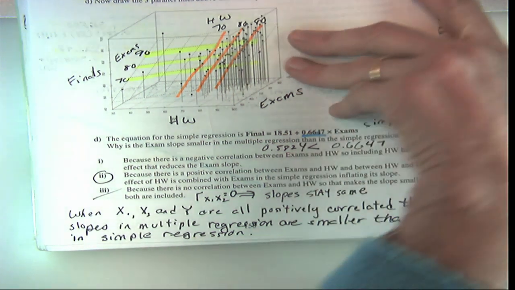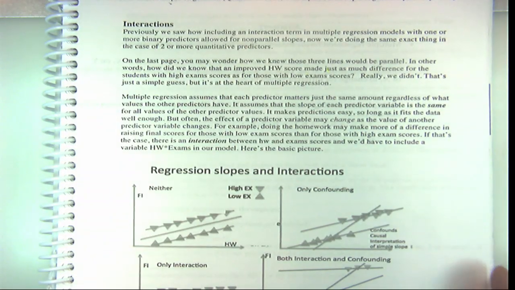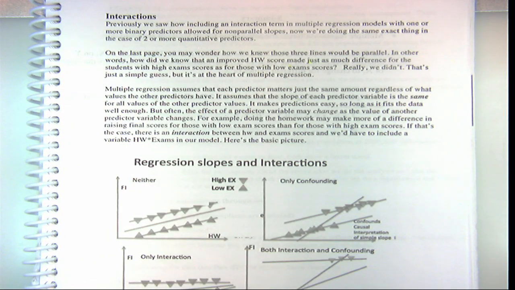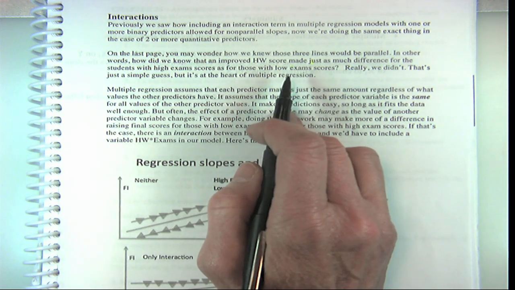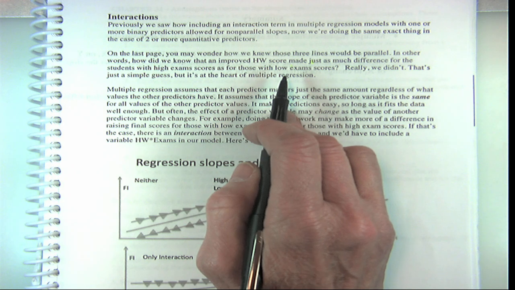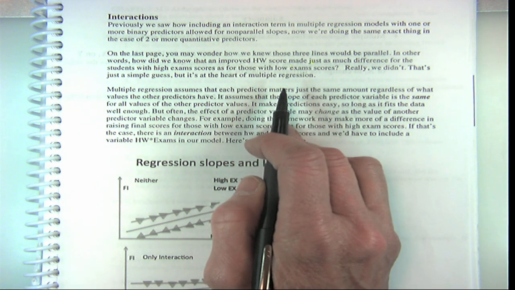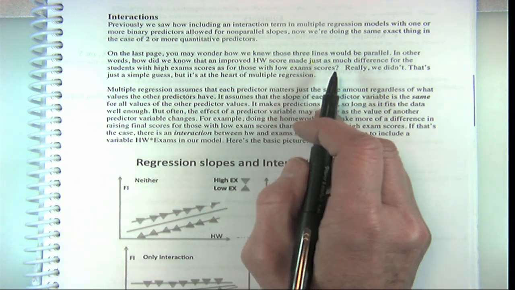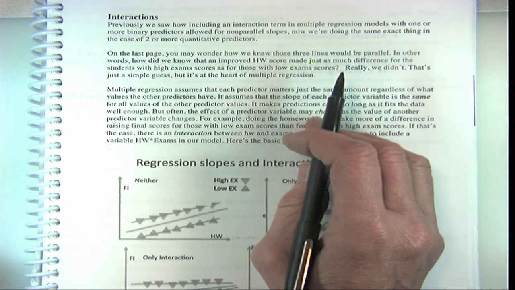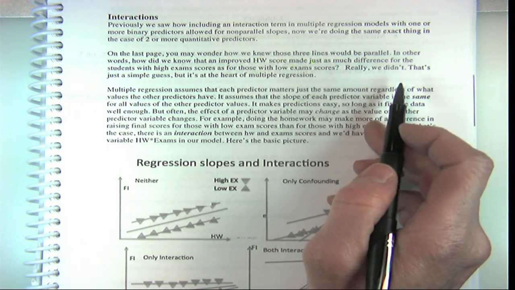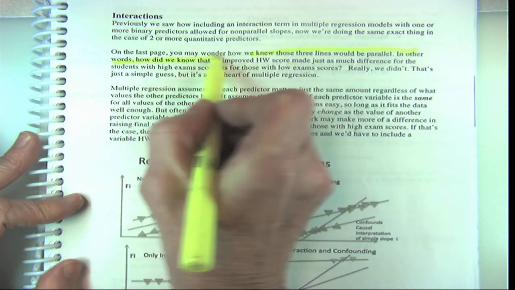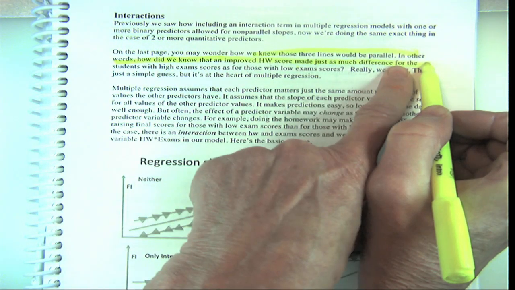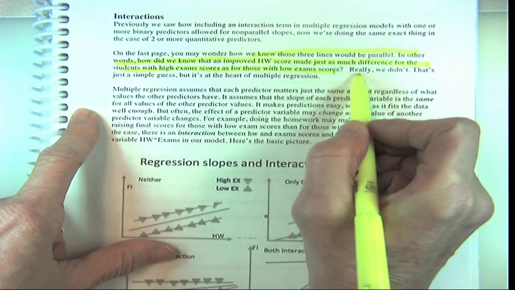Okay, so now let's go further here. We talked about interactions before. But like in this last page, you're probably wondering, how did I know that the three lines would be parallel? In other words, how did I know that an improved homework score would make the same difference whether you did well on the exams or poorly on the exams? How did we know that an improved homework score made just as much difference for students with high exams as for low exams? We didn't. It's just a guess.